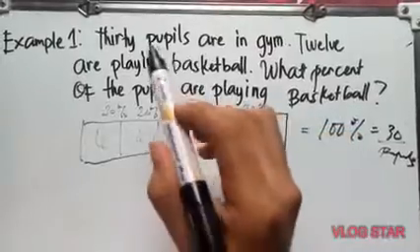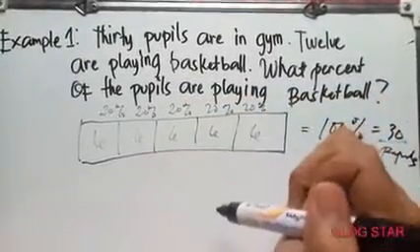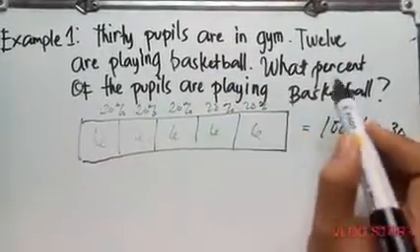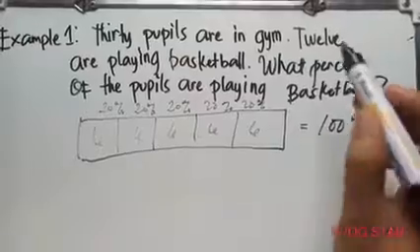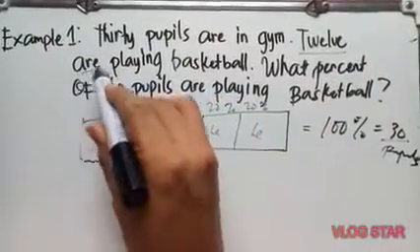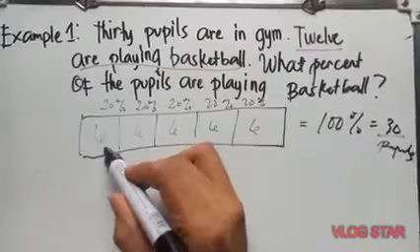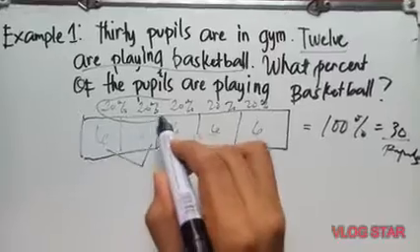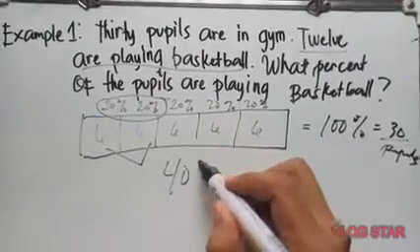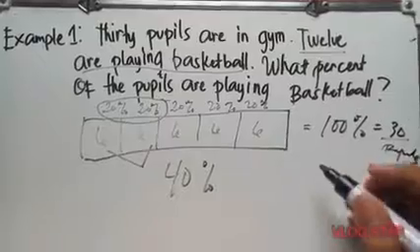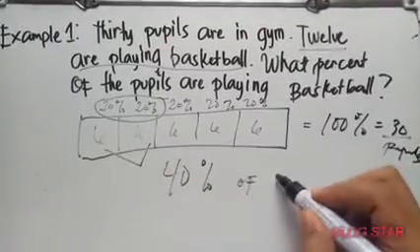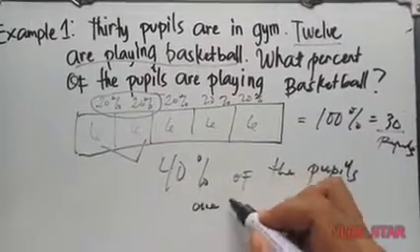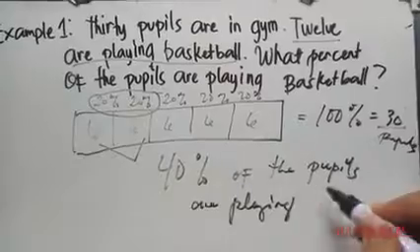Since we're looking for the percentage of 12 pupils, what percent of the pupils are playing basketball? So 12 is 6 and 6. If we add the percent, it means that 40% of the pupils are playing basketball.